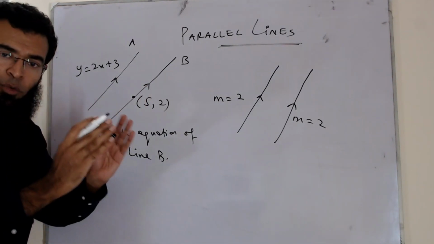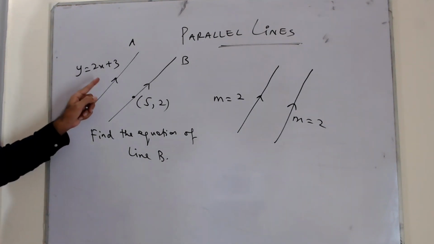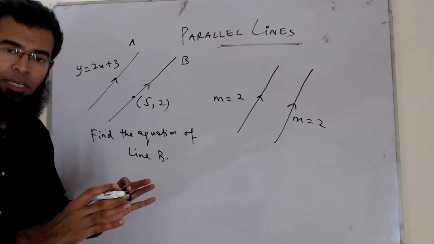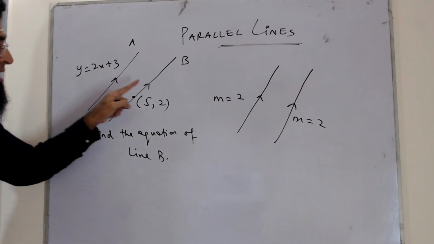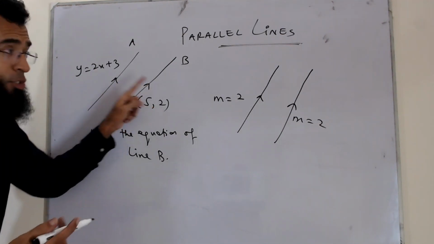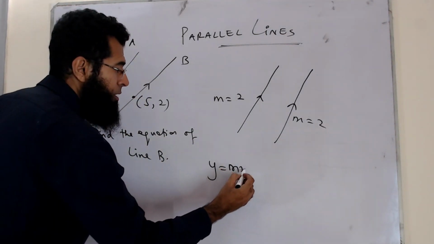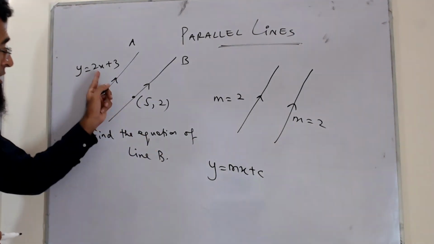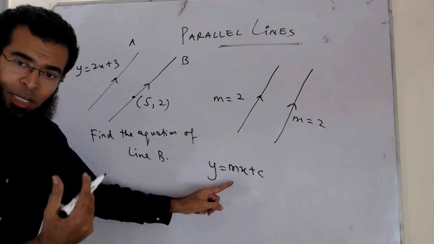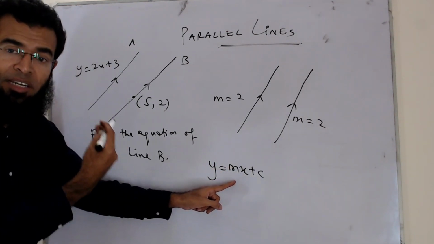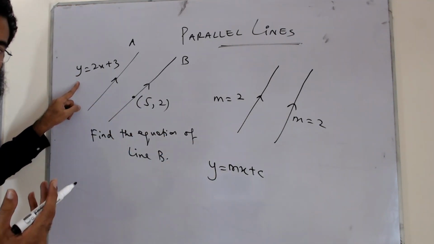So when the word parallel comes, the first thing that should strike your mind is that the gradients are exactly the same. If you have the gradient of the first line, then the gradient of the second line is also the same. We have to see that the equation is in the standard form. Please remember that. If the equation is not in standard form, we will convert it, and then whatever is the coefficient of x reflects the gradient of the line.